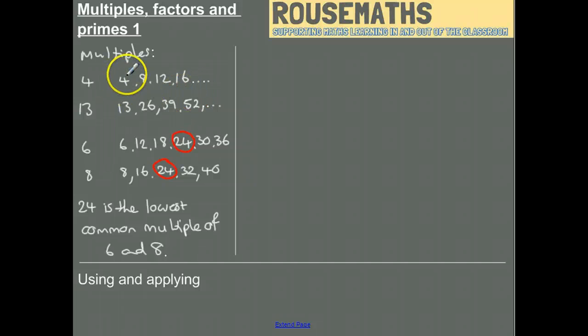So if you have to list multiples, multiples are just numbers that appear in the times table. 1 times 4, 2 times 4, 3 times 4, 4 times 4, 1 times 13, 2 times 13, and so on. So let's have a look at factors.